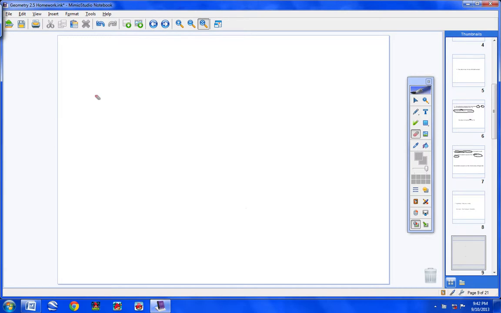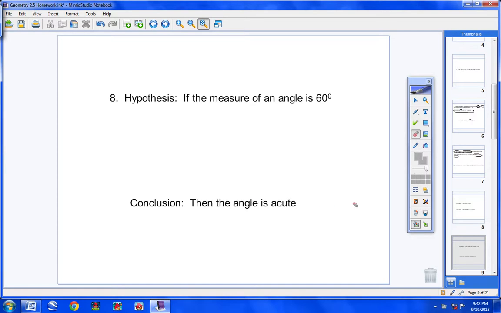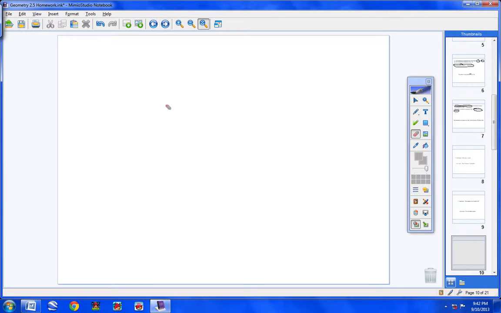All right, number 8 says, if the measure of an angle is 60 degrees, then the angle is acute. So the hypothesis is, if the measure of an angle is 60 degrees. The conclusion is, then the angle is acute. Pretty cut and dried for numbers 7 and 8. Okay, moving on to number 9.